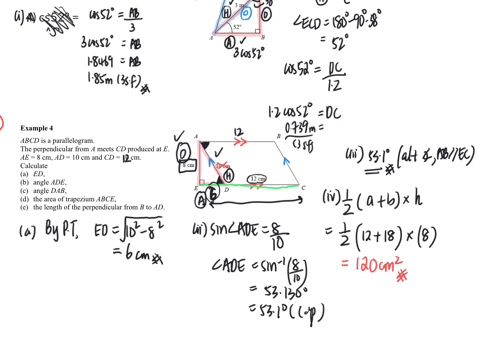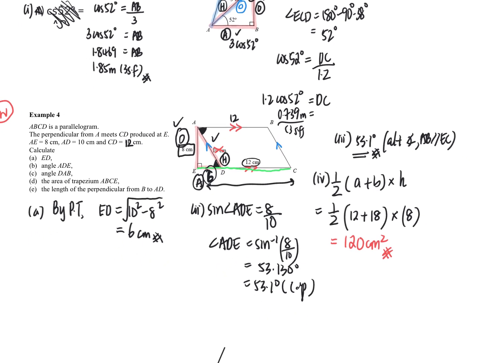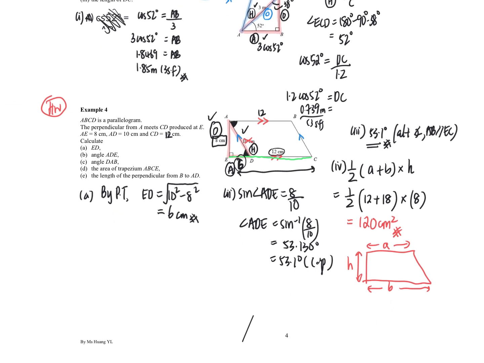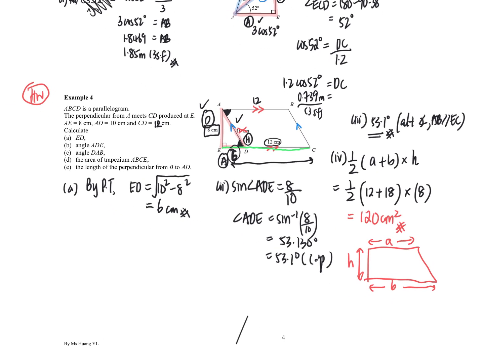Sum of parallel lines. Okay, so remember this is your trapezium, this is your A, this is your B, this is your perpendicular height. So you sum up the two parallel sides and then multiply by the height. They want trapezium.